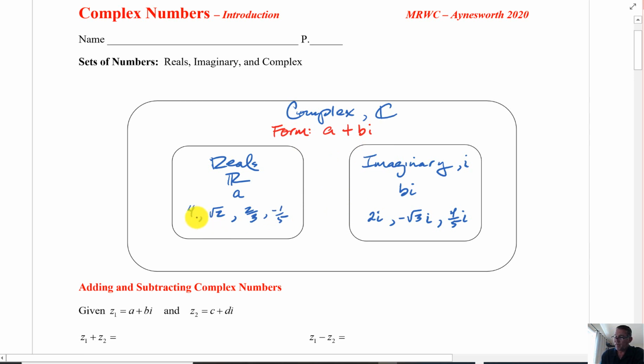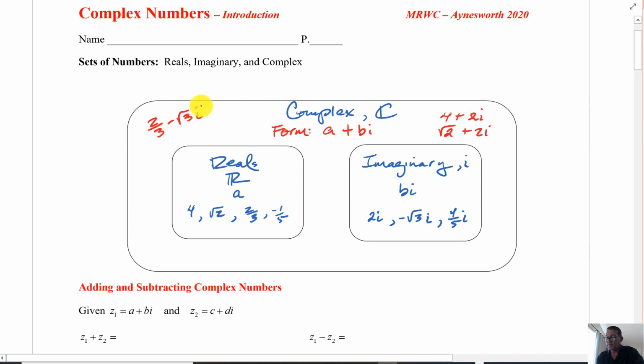For example, if I take 4 and add it to 2i, I take this real value and add it to the imaginary value, I get 4 plus 2i. That's an example of a complex number. Or I can take root 2 plus 2i. That's another possibility, because they could be radical, they could be irrational. Root 2 plus 2i is still a complex number. You can take 2/3, subtract root 3 i.